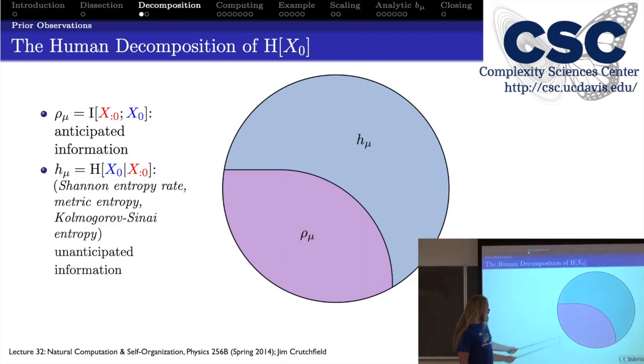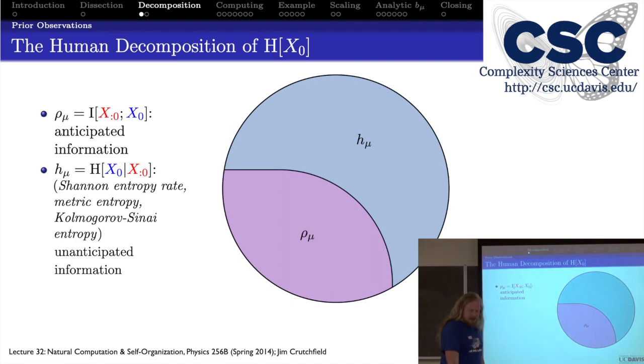I call it human because when we study something, we use past observations to inform us about the present. So this is the decomposition you would get as any sort of causal being, not being able to tell the future. So there's two pieces here. The first one, this one down here, we call rho mu, which is the mutual information between the past and the present. This is anticipated information. This is the amount of information you would be able to tell about the present using just past observations.